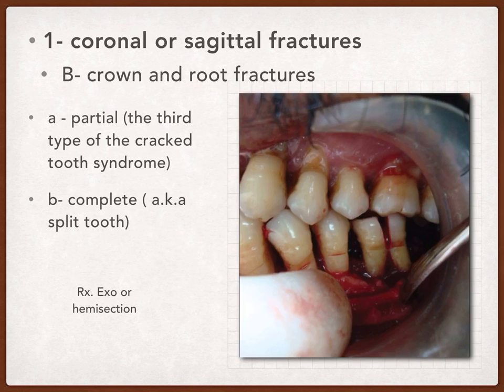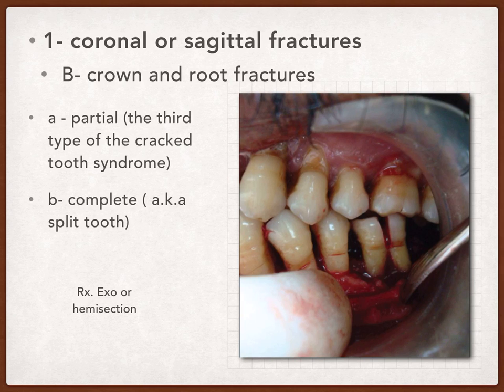And the third case is when we have a vertical fracture in the coronal or sagittal planes, but that fracture extends to the root. In this case, we will have two situations: the partial crown and root fracture, or the complete crown and root fracture. The partial crown and root fracture is the third and last type of the cracked tooth syndrome cases.